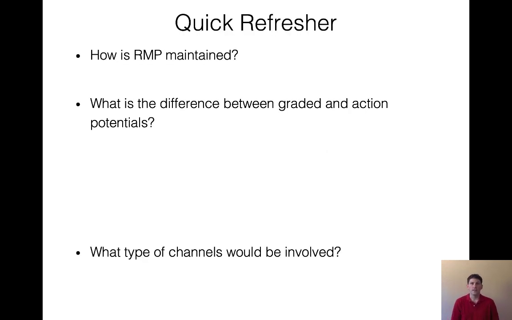So start here. How is our resting membrane potential maintained? What's the difference between a graded and action potential, and what type of channels would be involved? All right, so how'd we go? If you said our resting membrane potential is maintained by leak channels, you would be correct. If you said the sodium-potassium pump also helps with this, you would be correct. Remember that sodium-potassium pump is expending, especially in neurons, about 70% of that cell's energy just to maintain those concentration gradients of sodium and potassium.